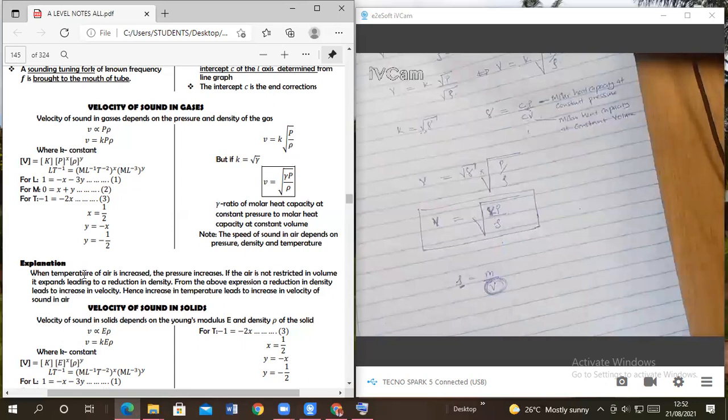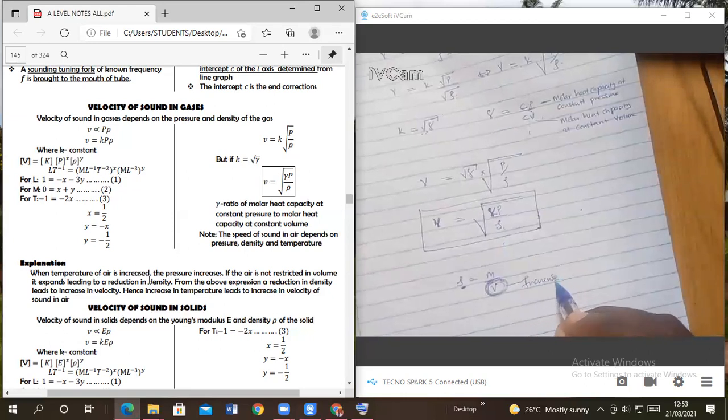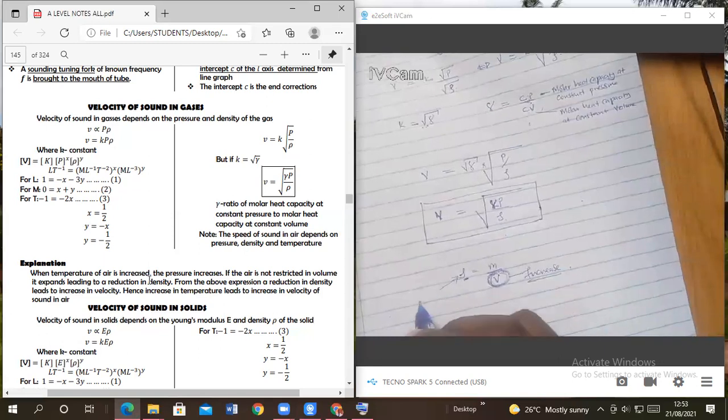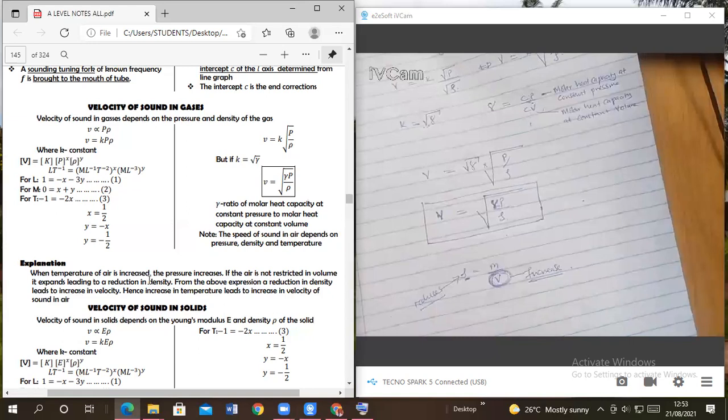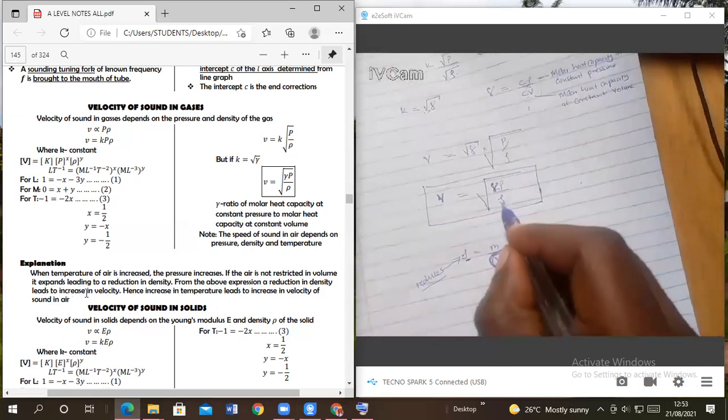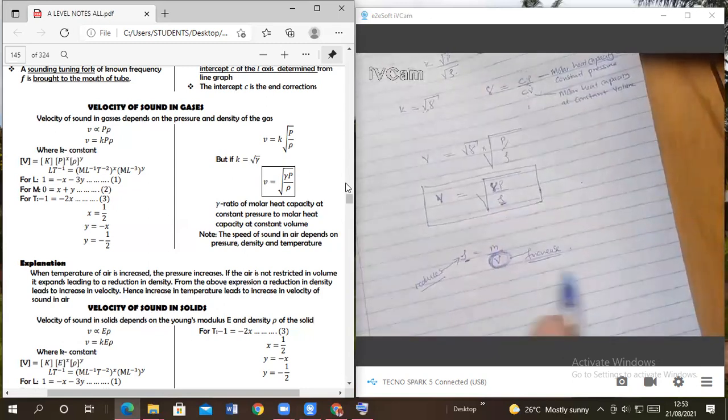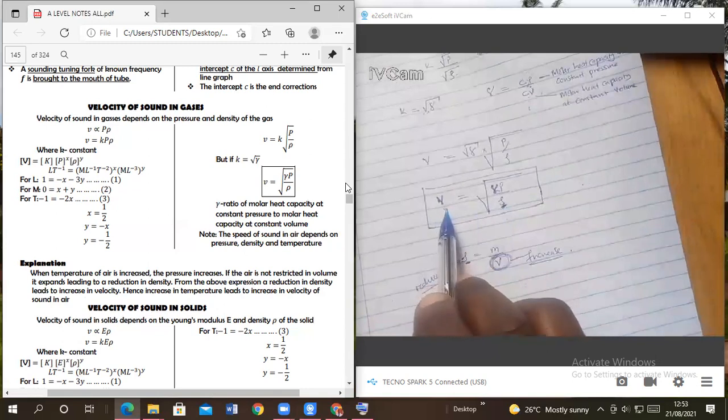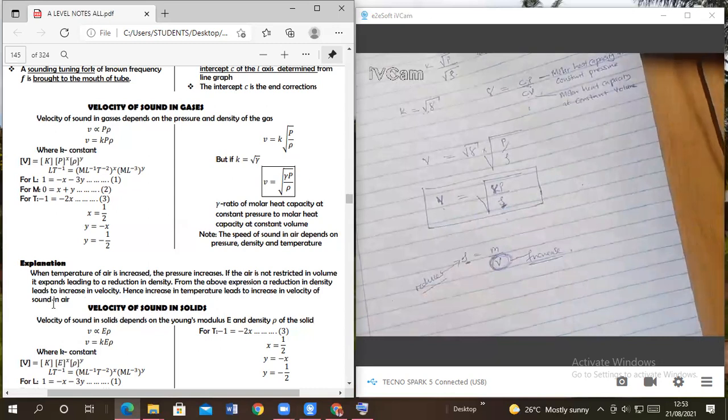Here they are telling us that when the temperature of the air increases, the pressure of the gas increases. If the air is allowed to expand, its volume is going to increase. Once the volume increases, there will be a reduction in the density. From the above expression, a reduction in density leads to an increase in velocity, because density is in the denominator. Hence, an increase in temperature leads to an increase in the velocity of sound.